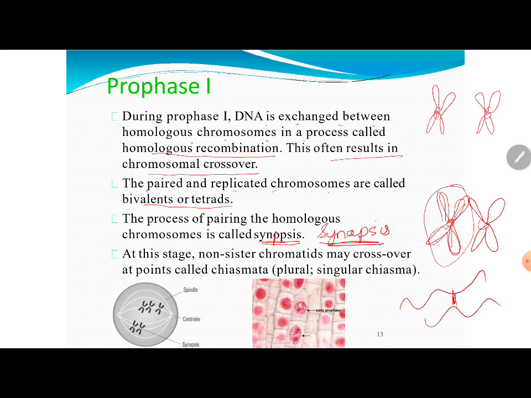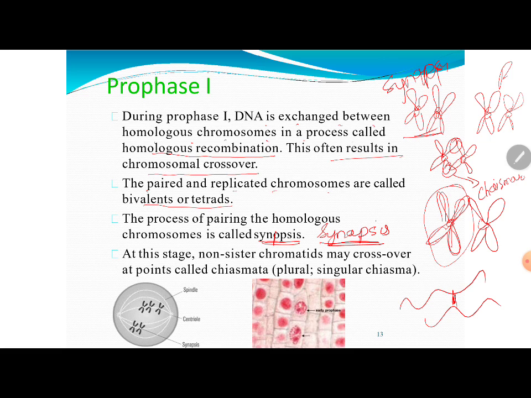So this process of pairing is called synapsis. This is maternal, this is paternal. This is pairing, and they slowly come close to each other. This pairing is called synapsis, and the point where they join each other is called the chiasmata.